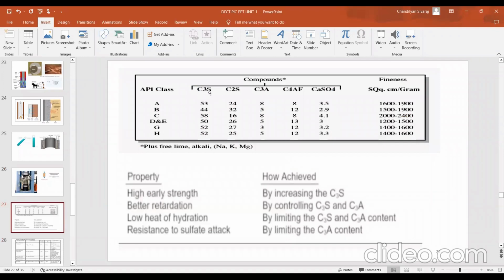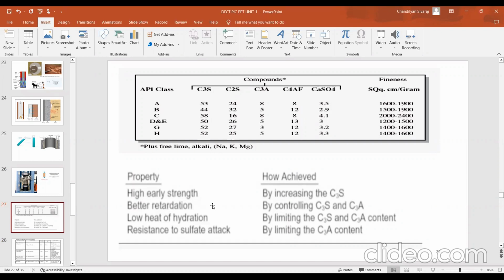So this C3S, C2S, same table. F is missing here. C3S, C2S, C3A, C4AF, and the last one, which is missing in our handout, is CaSO4. Roughly, if you add all these things, it should make 100. Okay. High early strength is achieved by increasing the tricalcium silicate.